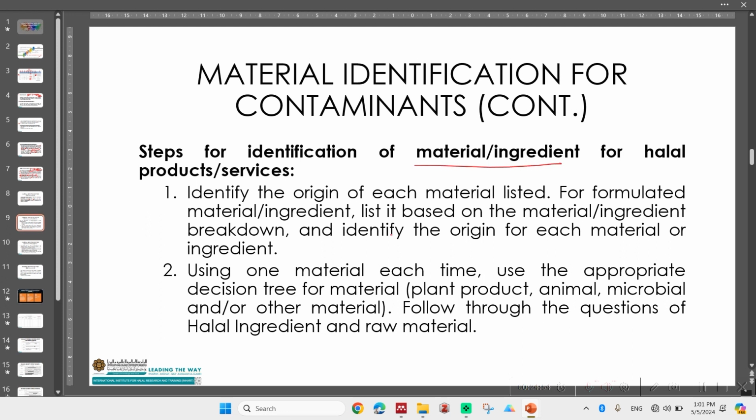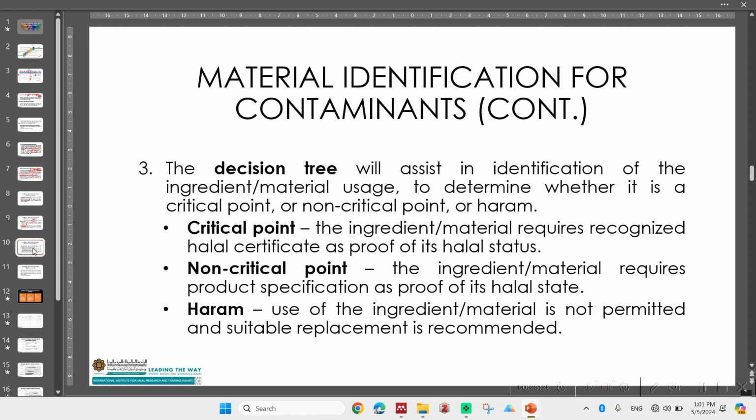Identification of material and ingredient here in this note also states that you need to identify each of the ingredients, whether they are plant product, animal, microbial, or other materials, using the decision tree. This decision tree we have learned in the previous slide. So from here we have reached the identification of contaminant in material. That's why we have this decision tree, which can decide whether it's a critical point, non-critical point, or haram.